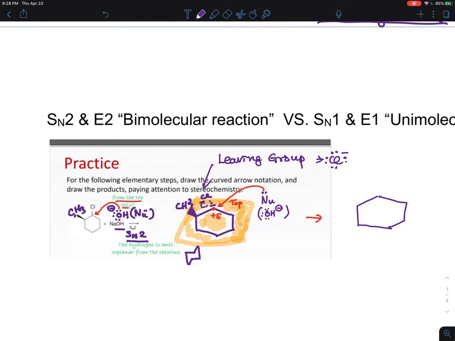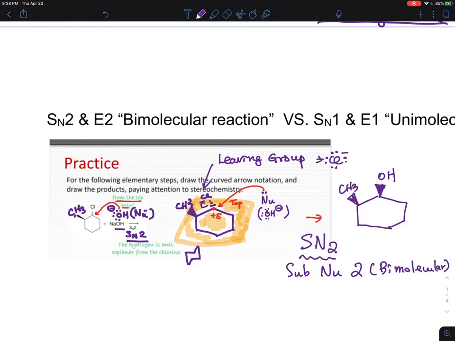Before, there was a methyl pointing up, and now you have an OH, which is also pointing out of the plane as a consequence of SN2. SN2 means substitution, nucleophilic, right? The 2 means bimolecular. You need 2 molecules together.